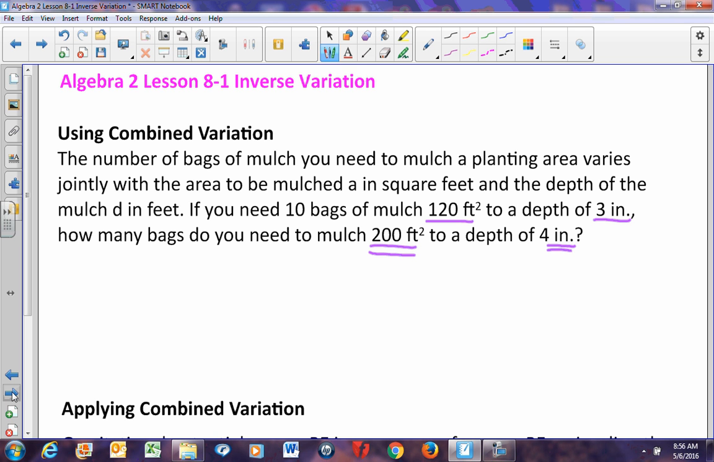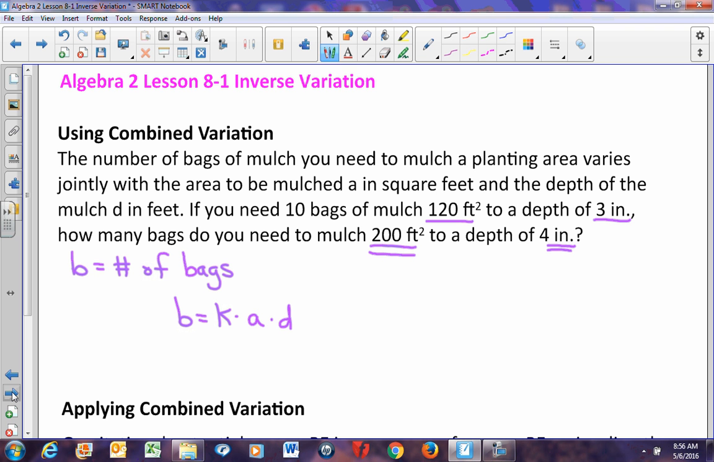Okay. So, if I'm going to let B equal the number of bags, this is a joint variation. I know that the number of bags I have is going to equal my constant of variation. It says it varies jointly, didn't say inversely, jointly with the area to be mulched and the depth that it needs to be mulched in. So it's B equals K times A times D.